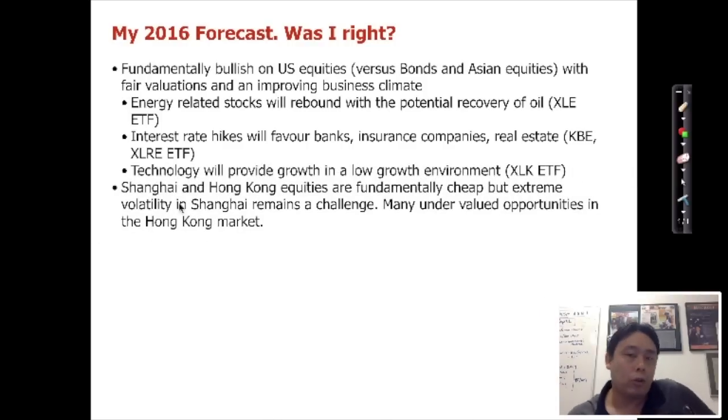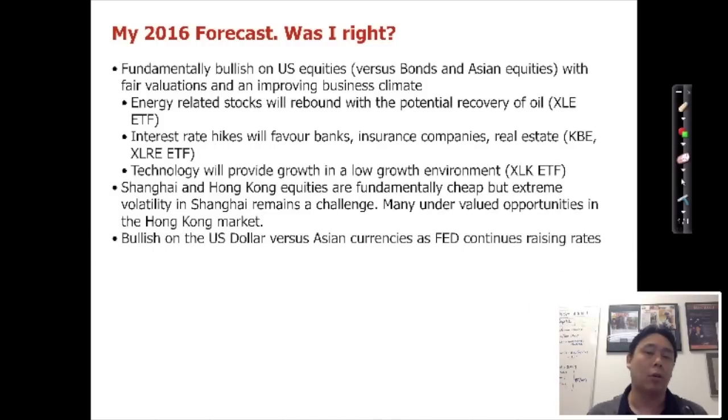My second call was on Asian equities, specifically Shanghai and Hong Kong. I said that these markets were relatively cheap, but extremely volatile, especially Shanghai. It remains a huge challenge because of the volatility of the market, but there were many undervalued opportunities in Hong Kong that we could take advantage of.